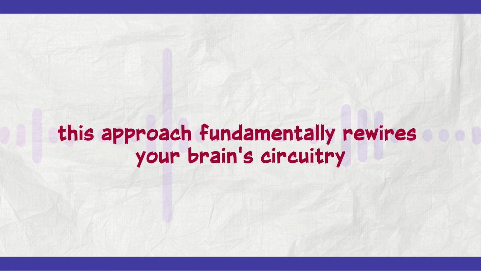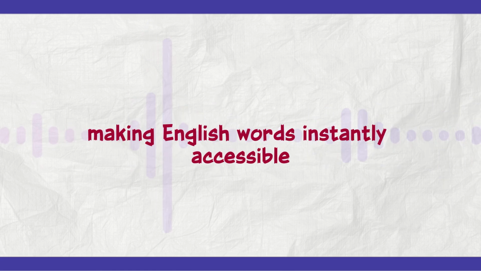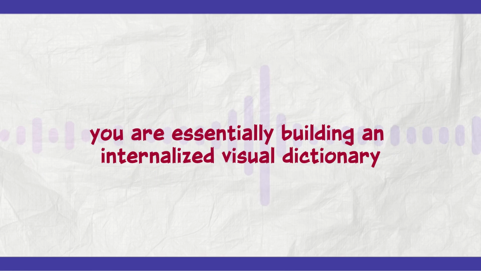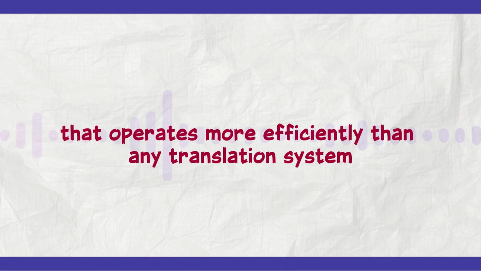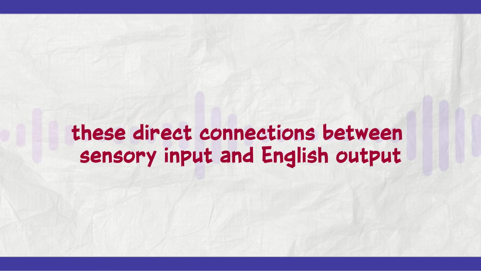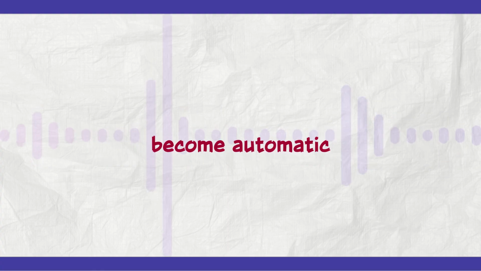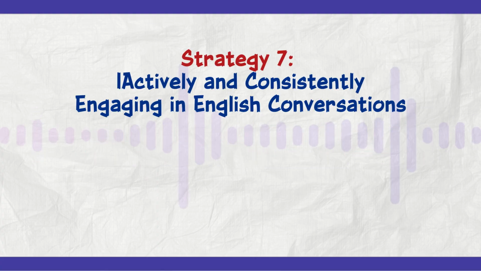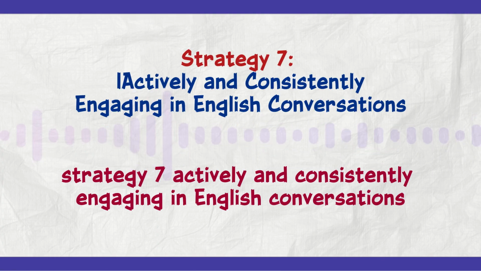to nouns. This approach fundamentally rewires your brain's circuitry, making English words instantly accessible and eliminating the need for mental translation. You are essentially building an internalized visual dictionary that operates more efficiently than any translation system. Through consistent practice, these direct connections between sensory input and English output become automatic, allowing for immediate English responses without conscious effort. Strategy 7. Actively and consistently engaging in English conversations.